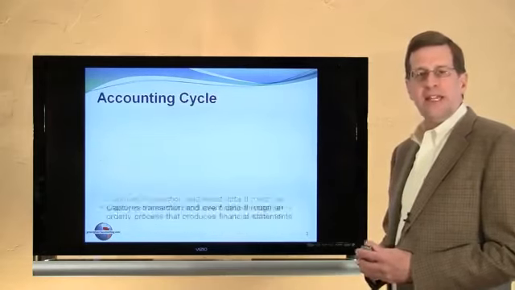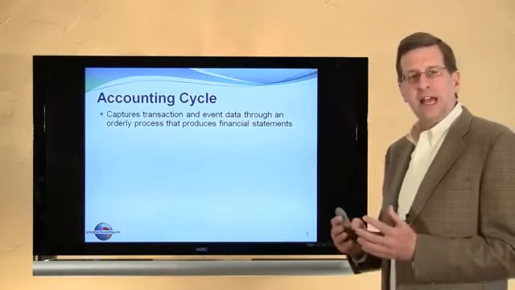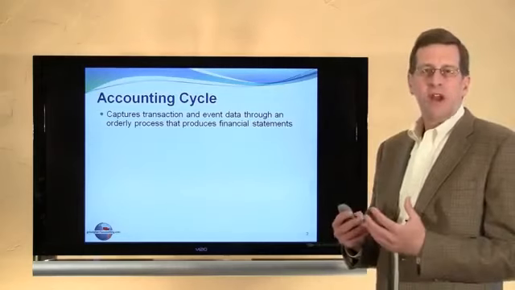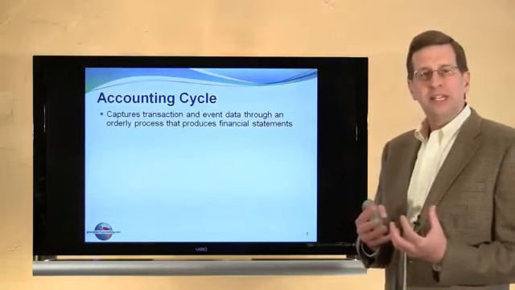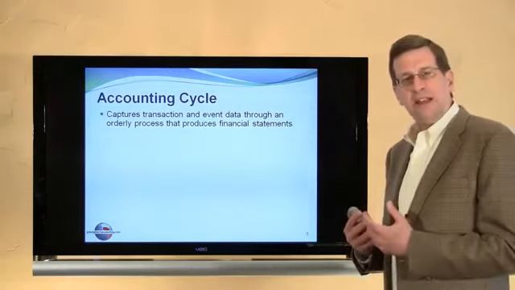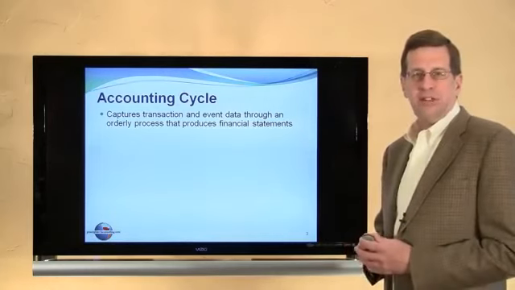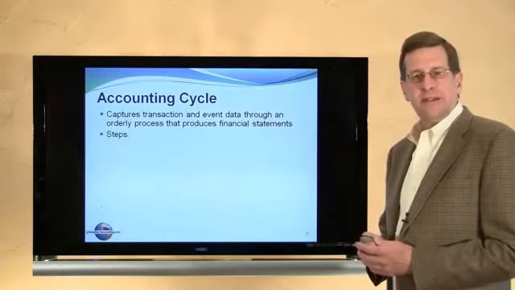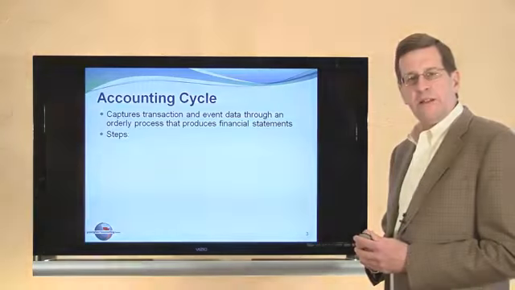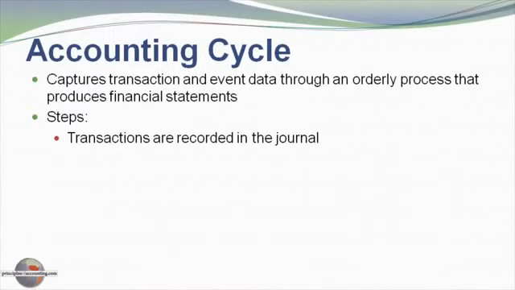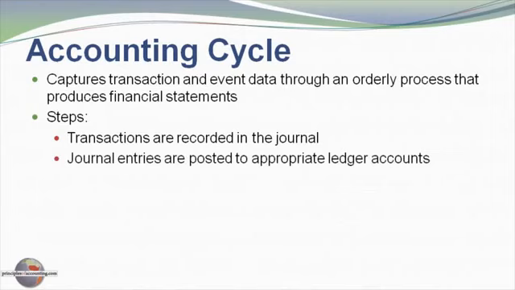To review the accounting cycle, consider that the accounting cycle simply is a way of describing how we capture transaction event data and move it through the accounting system to the ultimate preparation of financial statements. There are various steps in the accounting cycle. Ordinarily, we think about the first step being the examination of transactions and events and the preparation of a journal entry. Those journal entries are periodically posted to appropriate ledger accounts.